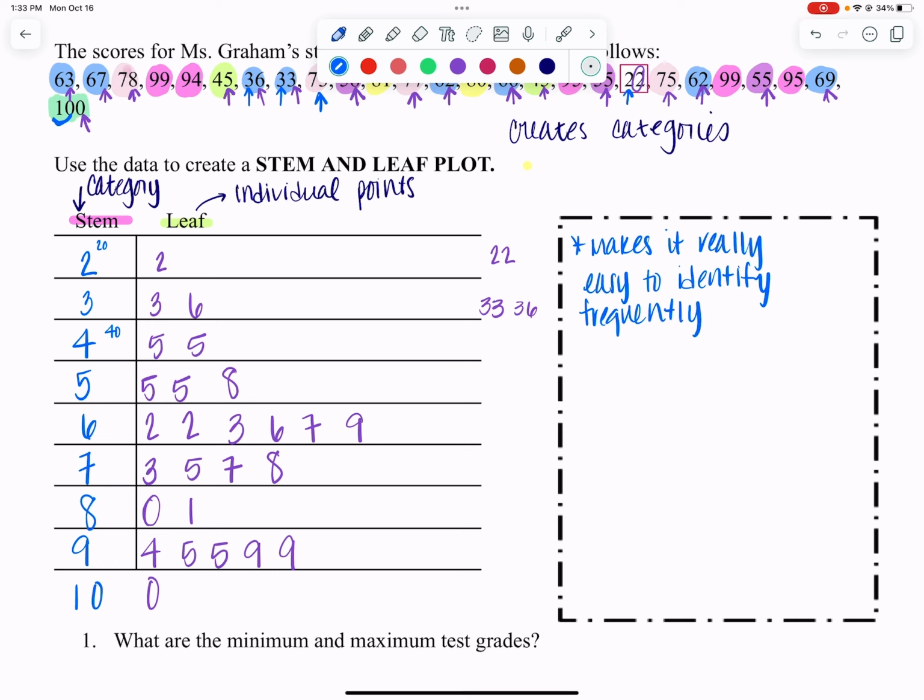Makes it really easy to identify frequently occurring values. So if I wanted to look at my list, I could automatically tell that my largest number of scores landed in the 60 range. It makes it easy to find the minimum and maximum numbers.